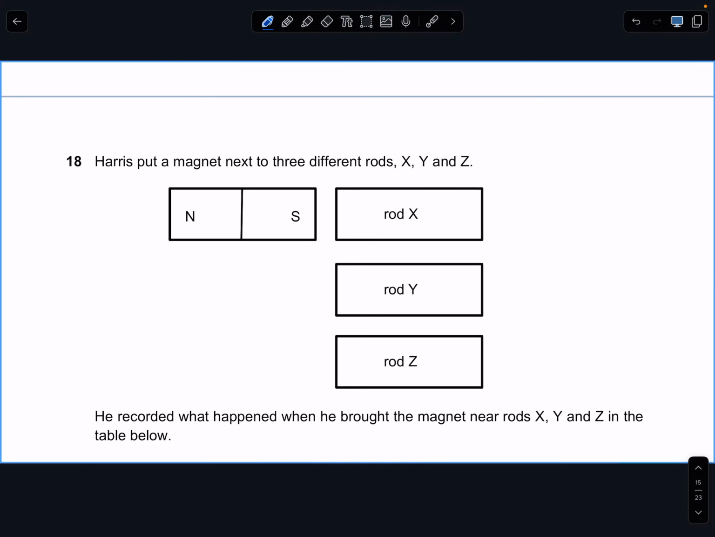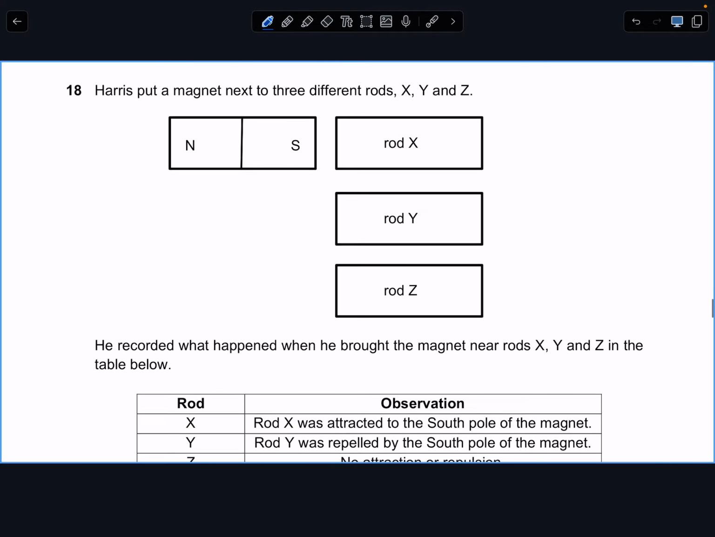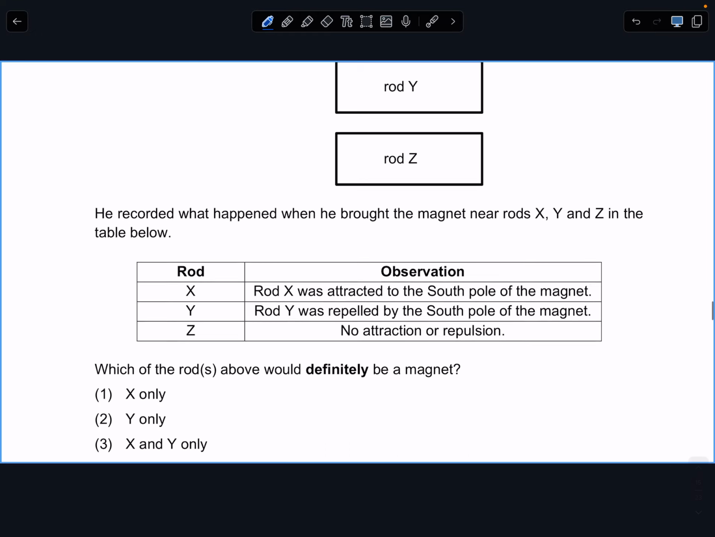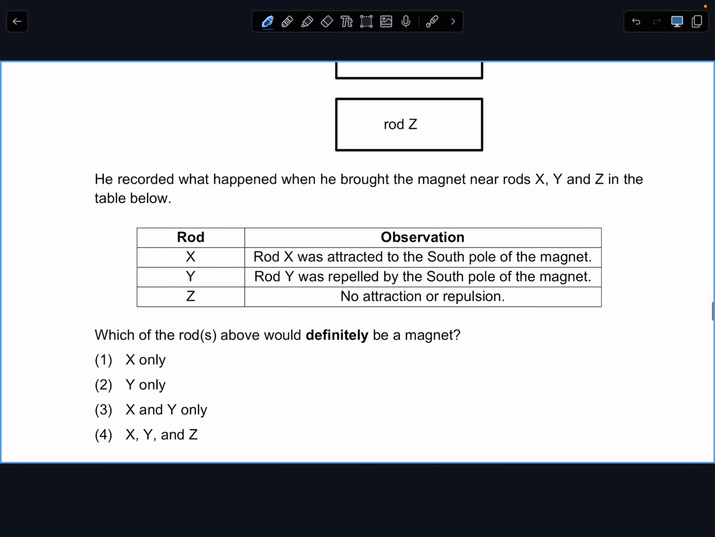Okay. Harris put a magnet next to the 3 rods. He recorded what happened. Which of the rods will definitely be a magnet? Now, when you want it to be definitely a magnet, you must use repulsion. You cannot use attraction. Because a magnet and something else that is made out of a magnetic material will also attract. So you cannot confirm. The only way that you can do that is if they repel.